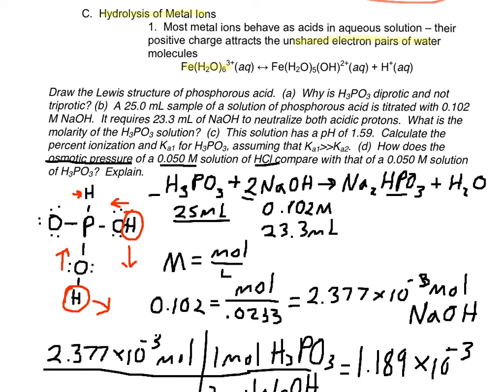For H3PO3, it's not going to produce nearly as many particles, even though it dissociates into 3 ions, 2 hydrogen ions and 1 HPO3 2- ion. It doesn't dissociate nearly as much. It ionizes to a much lesser extent. And therefore, it's going to have a lower osmotic pressure because it doesn't form nearly as many ions as the HCl does.